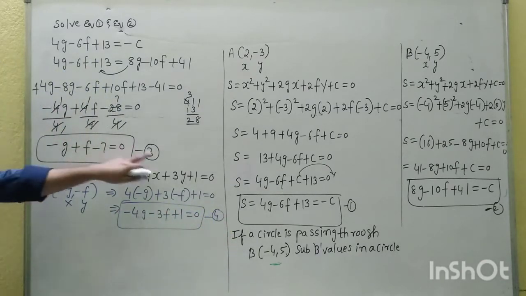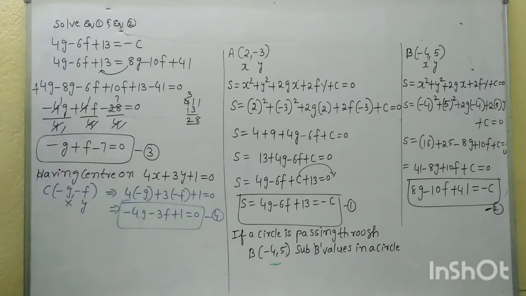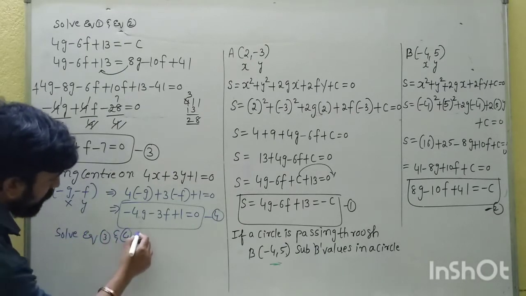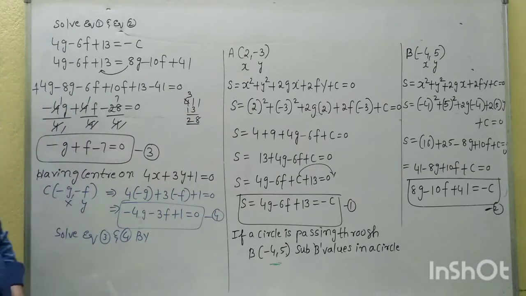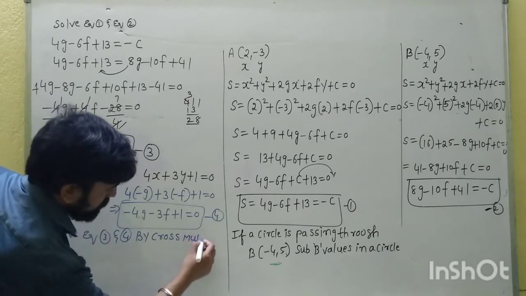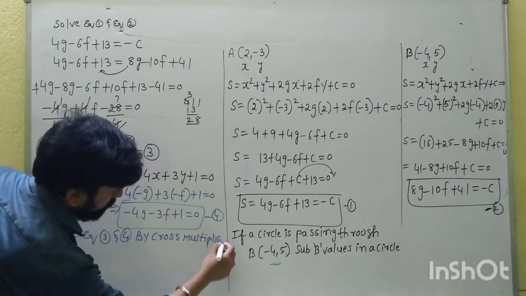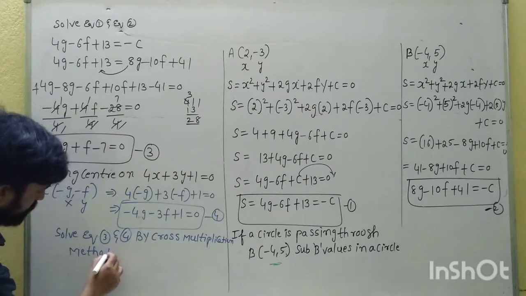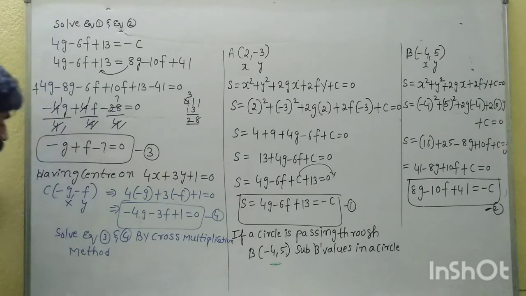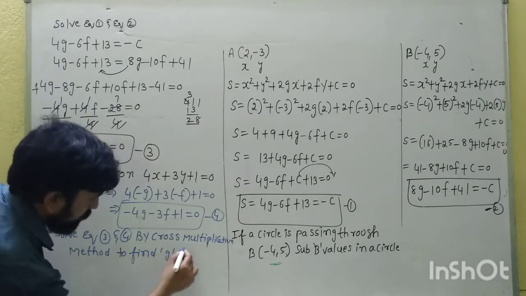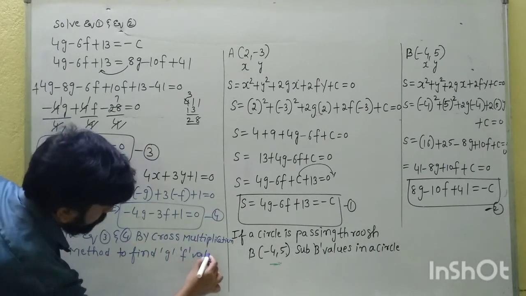Now you have equations 3 and 4. Here there is no c, only g and f. Now solve equations 3 and 4 by the cross multiplication method, which is covered in 10th class and also in intermediate, to find the g and f values.